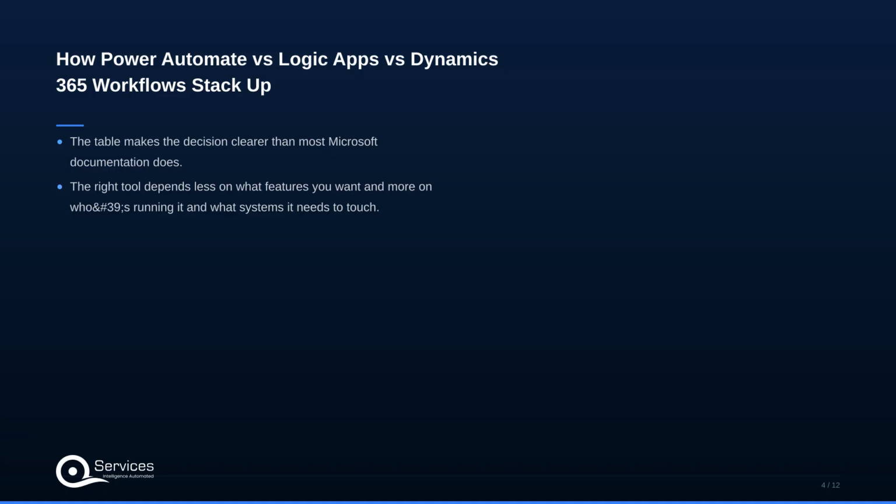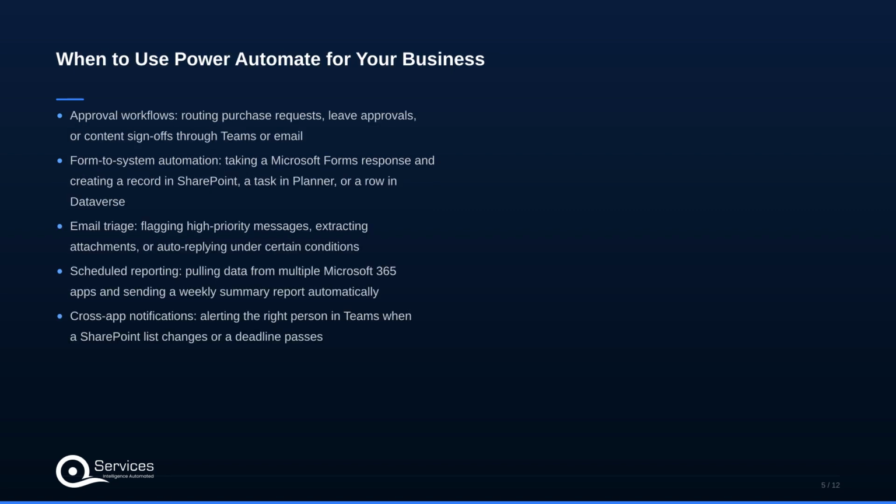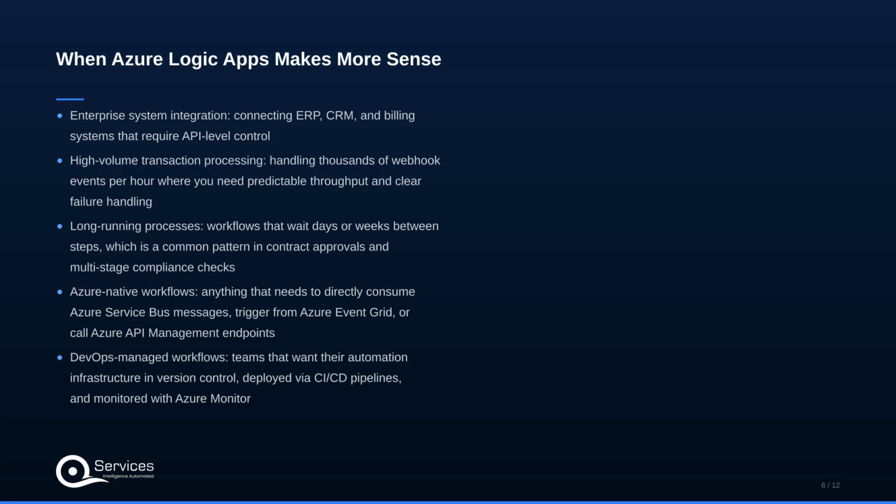The right tool depends less on what features you want and more on who's running it and what systems it needs to touch. Next up, when to use Power Automate for your business. Power Automate is the right choice when your team runs on Microsoft 365 and the people who need automation aren't developers. That covers most SMBs' specific scenarios where Power Automate wins. The 5 Power Platform low-code solutions for SMBs guide covers several of these patterns in detail if you want implementation specifics.